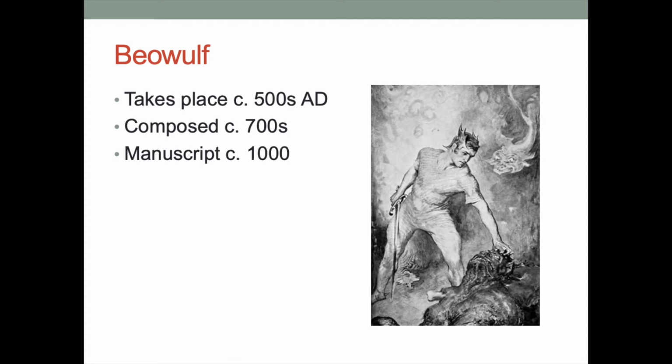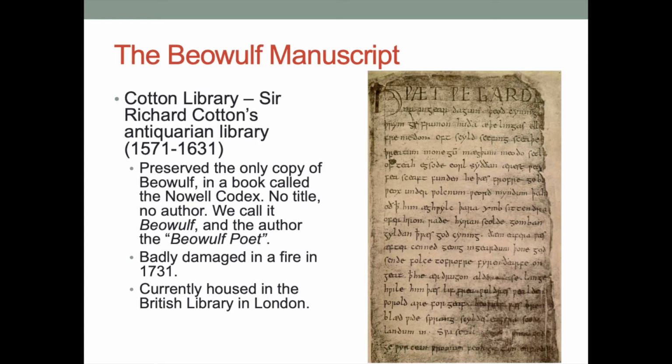We think it was composed in the 700s, but our manuscript that we get the story from is dated to about 1000 AD. And this manuscript is a part of the Cotton Library at the British Library in London. It formerly belonged to Sir Richard Cotton, who is an antiquarian. And this is the only extant copy of Beowulf. It doesn't have a title, it doesn't tell us who the poet is, which is why we just call it Beowulf after the main character, and we refer to the writer as just the Beowulf poet.